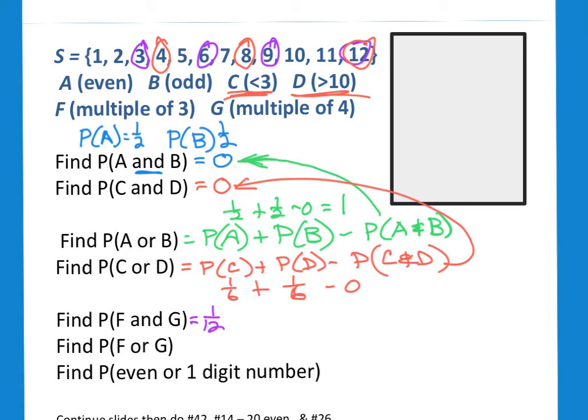So if we go about finding the probability of F or G, the probability of F, a multiple of 3, is 4 over 12 or 1/3, plus 1/4, the probability of finding a multiple of 4, minus the probability of both, which is 1/12. And that means we have to convert to a common denominator. So 4/12 plus 3/12 minus 1/12 equals 6/12 equals 1/2.